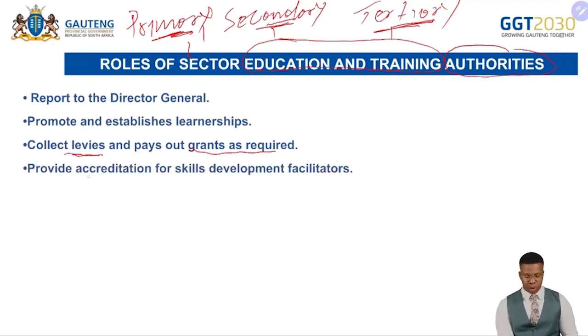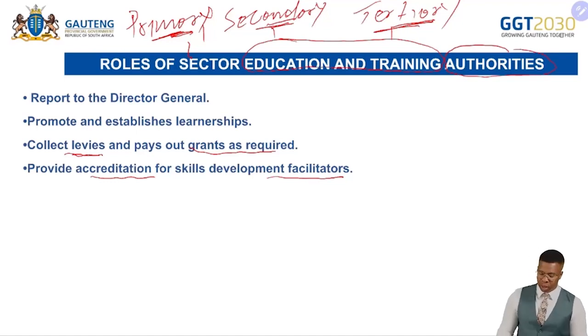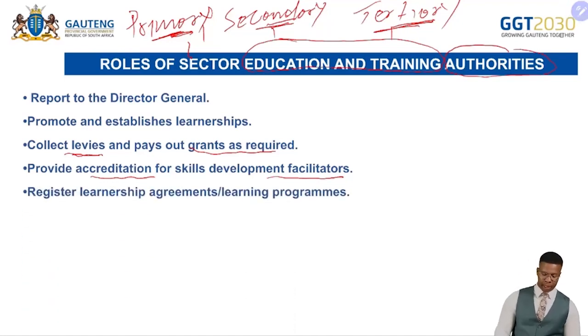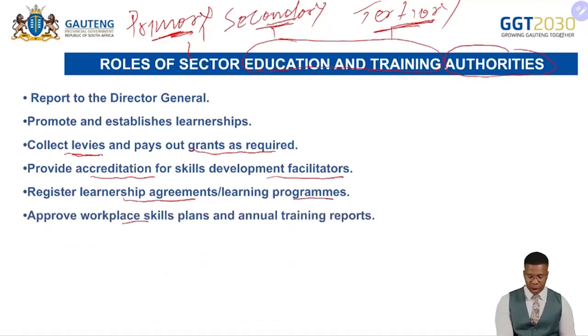And then they also provide accreditation for the skills development facilitators, meaning they approve who should be a facilitator for which sector, and then they also outline responsibilities to these facilitators to say what they are going to monitor when they go to businesses that are engaging in learnerships. And then they further register learnership agreements and learning programs for businesses, and also approve workplace skills plans.